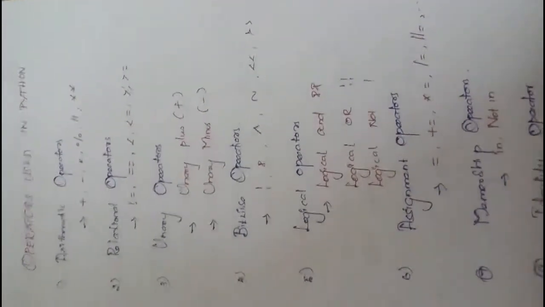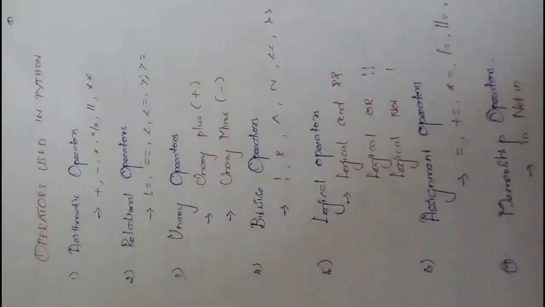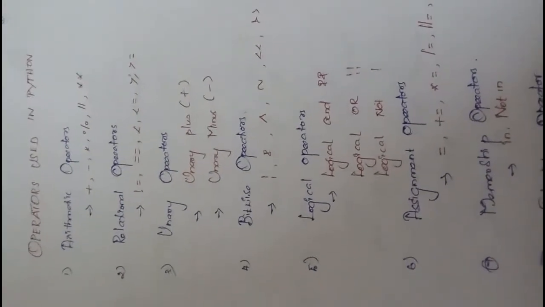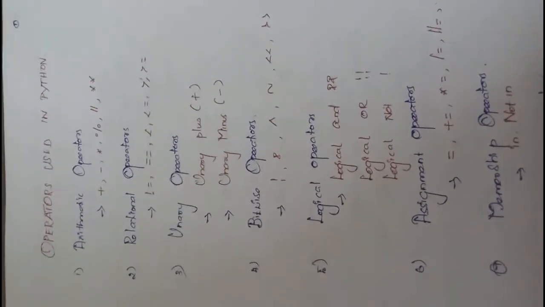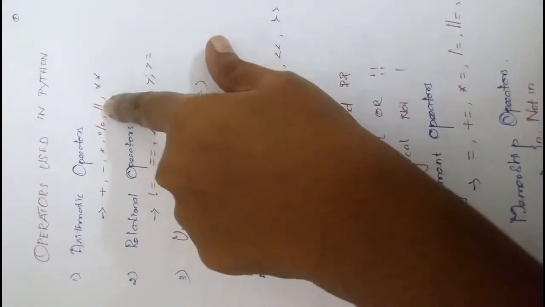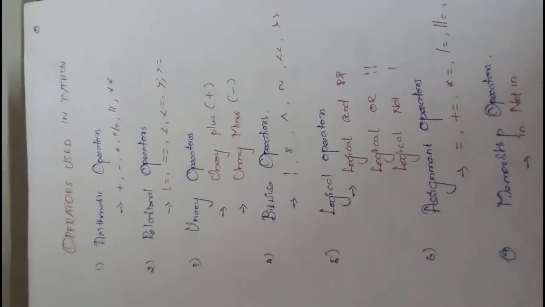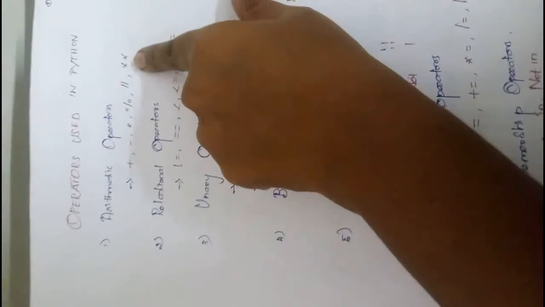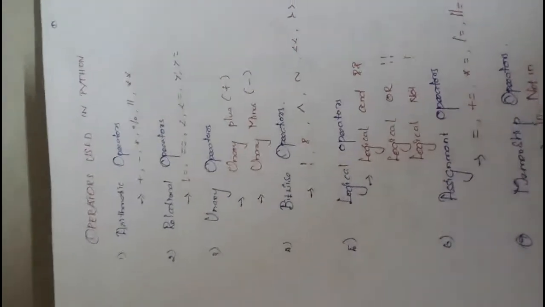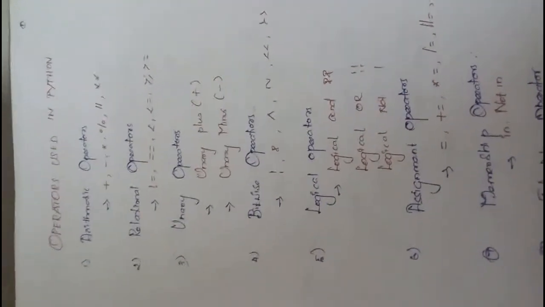Coming to the arithmetic operators, these are the symbols that we have used in our programming. Arithmetic operators are used to perform arithmetical operations like addition, multiplication, division, modulo operations. This symbol is called the floor division operator. If you want to perform an exponent operation, then you can use this double star operator. Using these symbols, we can perform arithmetical operations in our programming.